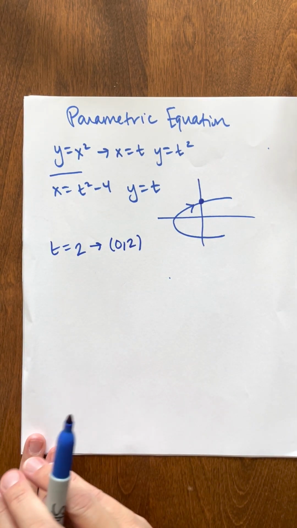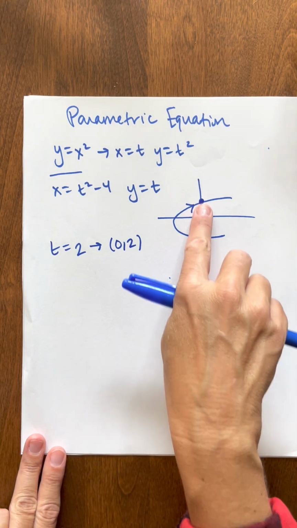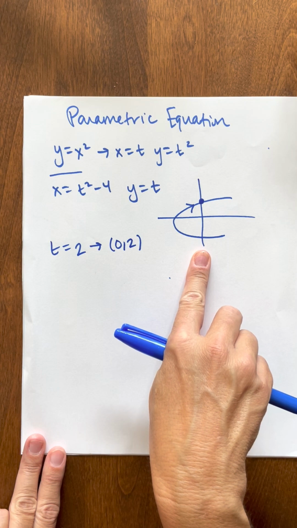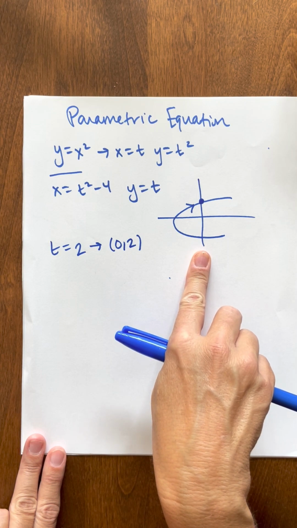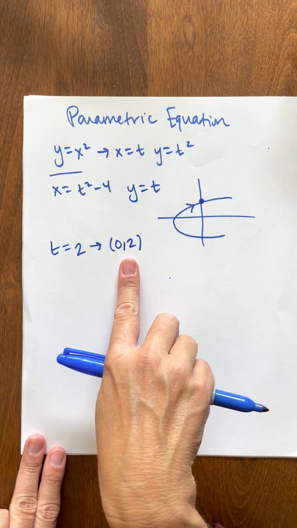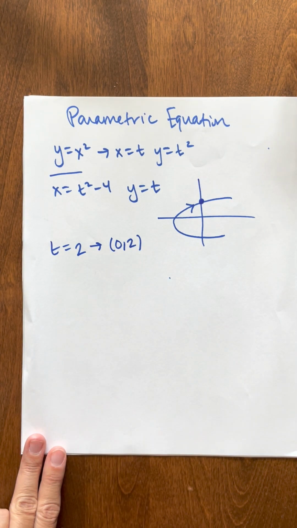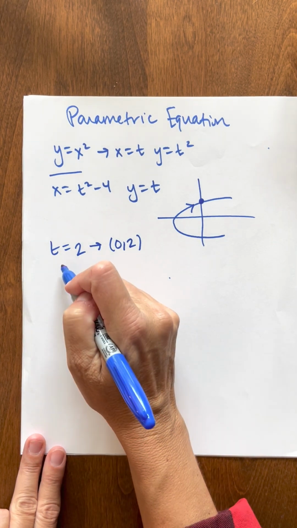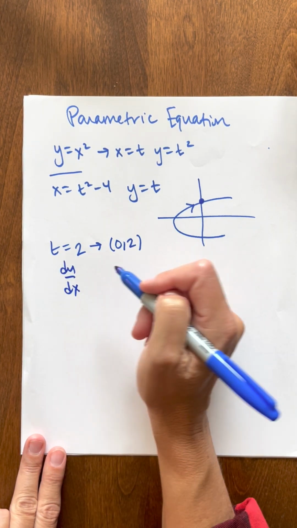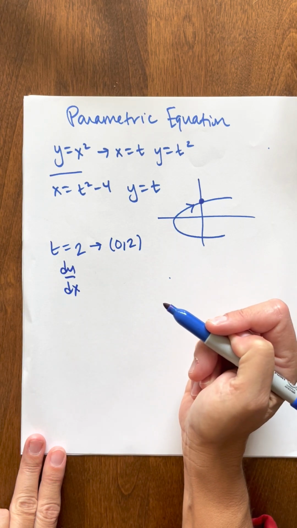And again, if we were just plugging in x values, this is not a function because you have 2 of the same x value, of course, you have 2 y values corresponding to the same x value. But we only plugged in one unique t value and we got out one unique ordered pair, so this is now a function. So if I want to find dy dx, this is change in y over change in x.